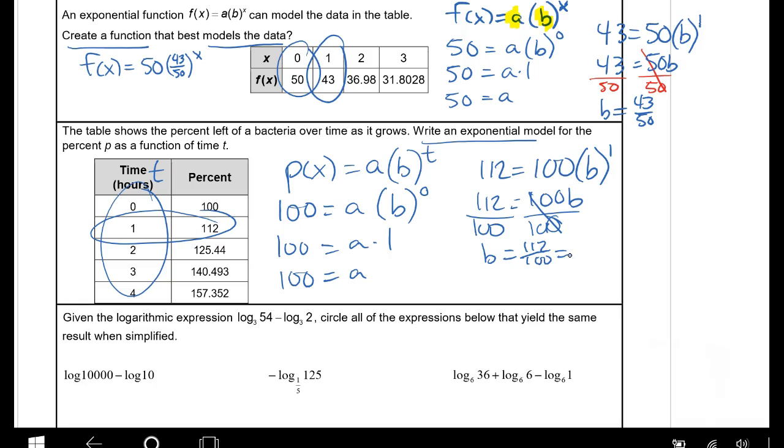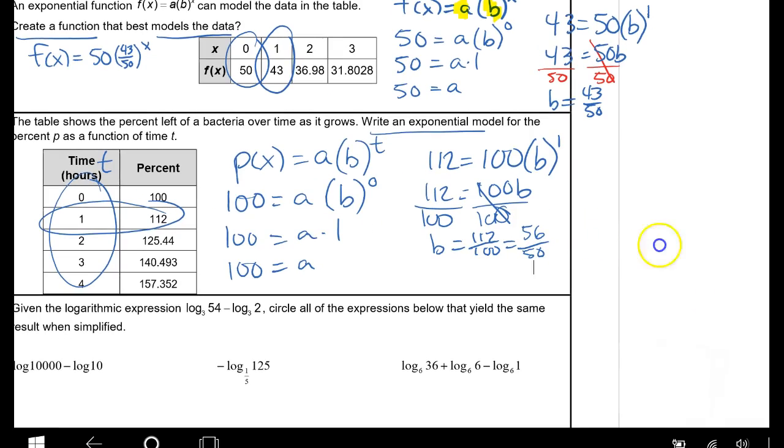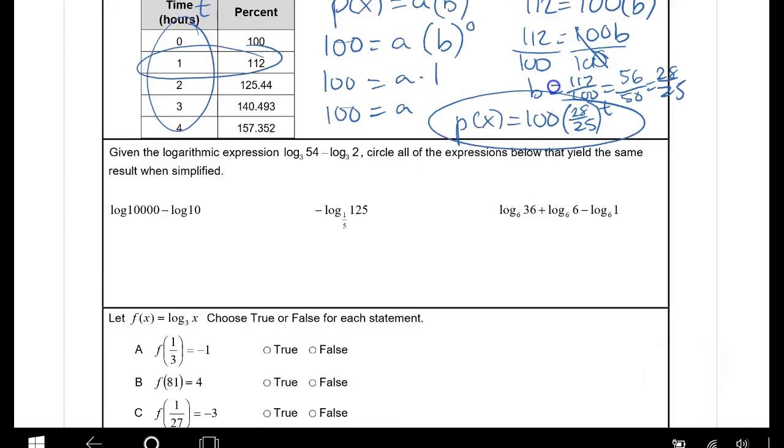And they're both even numbers, so we can simplify those. So let's divide both of them by 2. Well, that's going to be 56 here and 50. Let's go one step further. Let's divide by 2 again, and we'll get 28 and 25. Okay, so all I did was just reduce that fraction. So now my final function will be 100, which is the a, and then our b is 28 over 25 raised to the power of t. All right, so let's go to the next one.